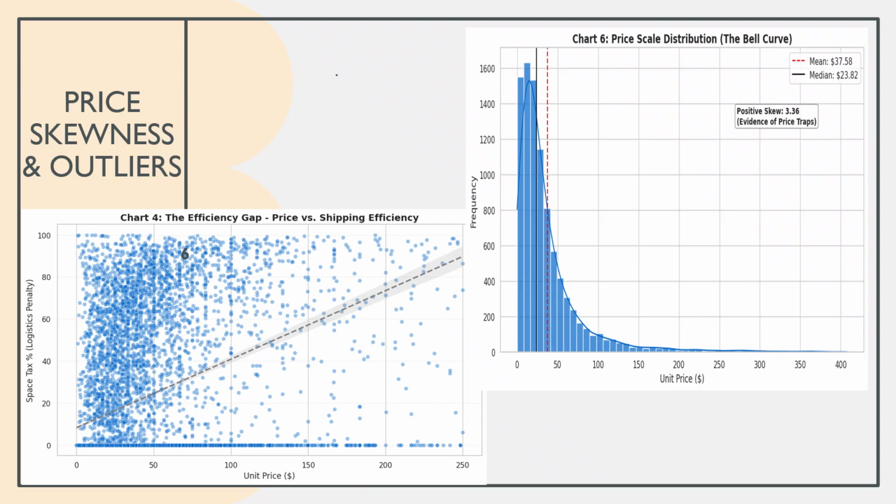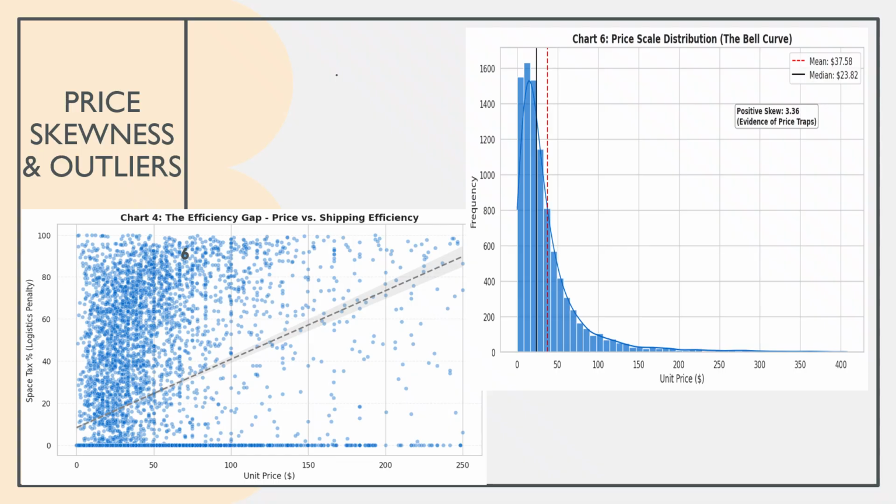When we look at the distribution of prices, we see a heavy right skew with a value of 3.36. This indicates significant price traps, where algorithmic surcharges push costs into extreme territory. This is evidenced by the gap between our $23 median and our $37 mean, proving that outliers are skewing the market average significantly higher than typical costs.